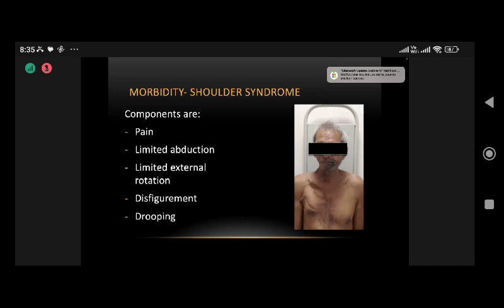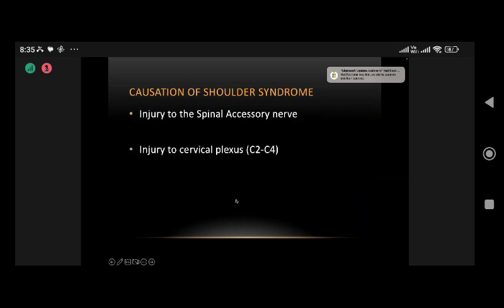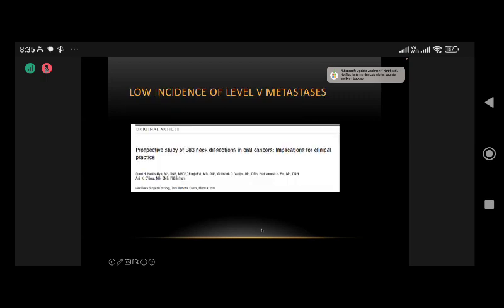Now, the problem with modified neck dissection is that you can see a drooping of this shoulder, and this is because of injury to the spinal accessory nerve. You may not have cut it, but even traction or ischemia can cause this problem, and then the patient gets what is called shoulder syndrome. Now, the causation of shoulder syndrome is multifactorial. It can be because of injury to the spinal accessory nerve and the cervical plexus.